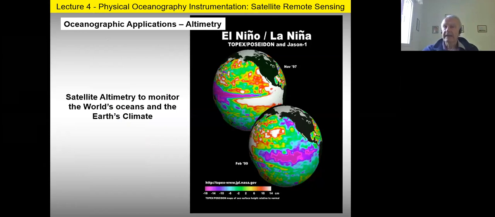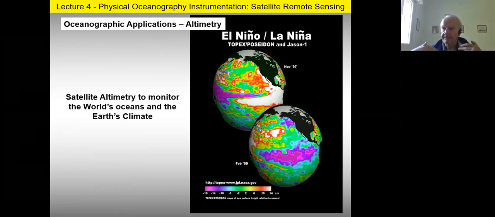El Nino and La Nina, you will hear a lot about these things in the next lectures. The only thing I wanted to tell you is that the differences between El Nino and La Nina can be seen from the sea surface height. The higher the sea surface height, the warmer the sea.